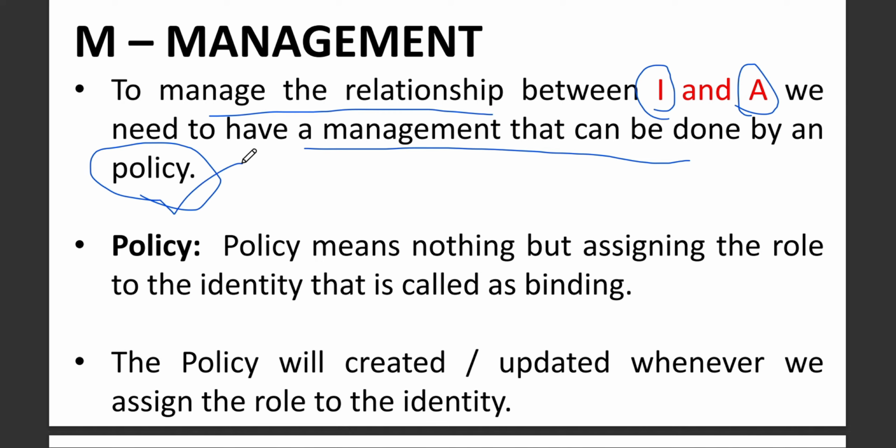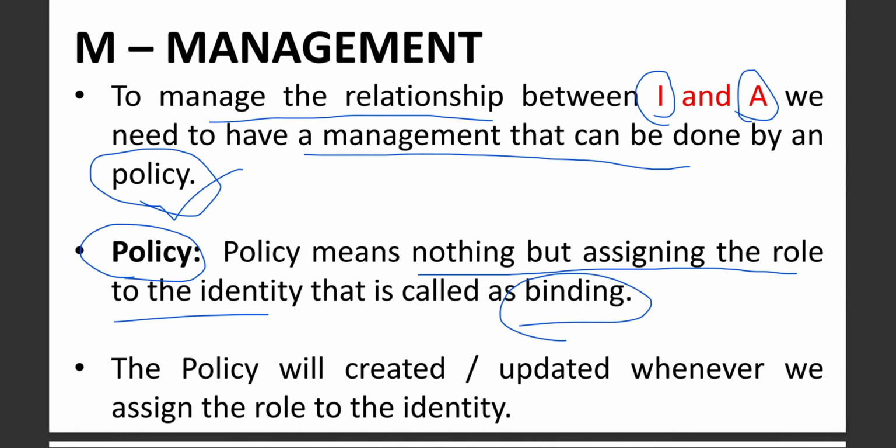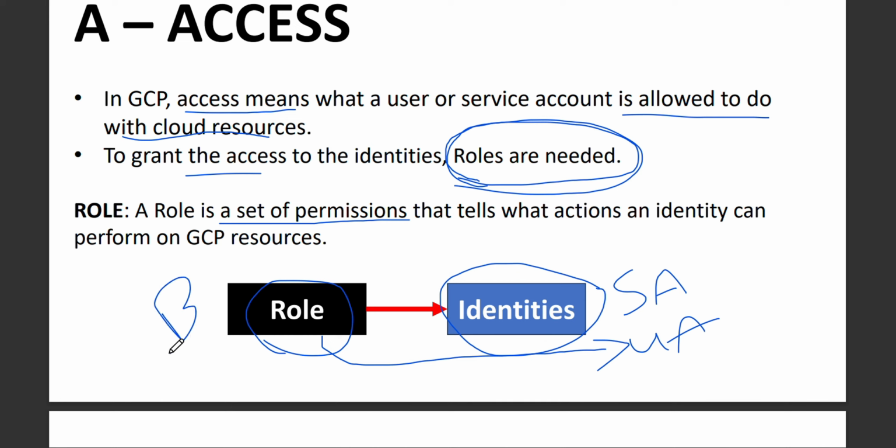Then what is meant by policy? You told policy is needed, so what is a policy? A policy is nothing but assigning the roles to the identity. If you assign a role to the identity, we call that a binding. That set of bindings we call a policy. Take the previous slide: the BigQuery Admin role I have assigned to one of the service accounts or user accounts, this identity. At that time, one binding happened. It is one binding.